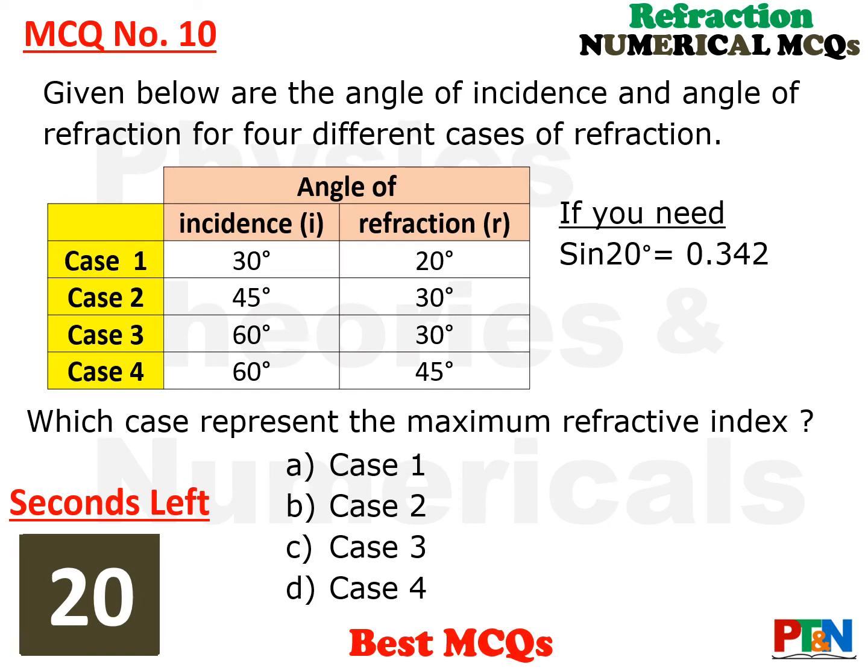Next MCQ. There are 4 separate cases of refraction. Case 1, case 2, case 3, case 4. For all the cases, angle of incidence and angle of refraction has been given. You need to find out in which case the refractive index is maximum. If you require, you can use the value of sine 20 degree that has been given. 20 seconds time. Your time starts now. Again, if you require more time, do pause the video, do your calculation, come back to the video.